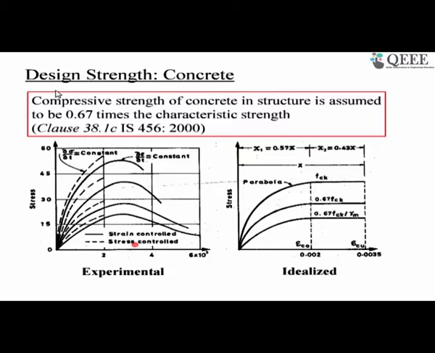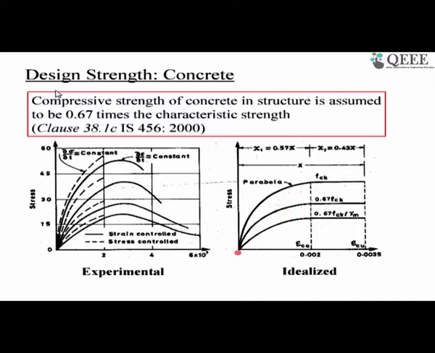So they are not ad hoc assumptions. They have very strong experimental evidence. Okay, so this is one example. These are the experimental evidence that irrespective of the concrete, it reaches the ultimate state at almost the similar strain level. Now what does this idealized curve say?